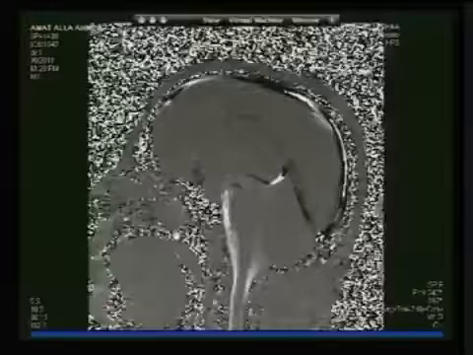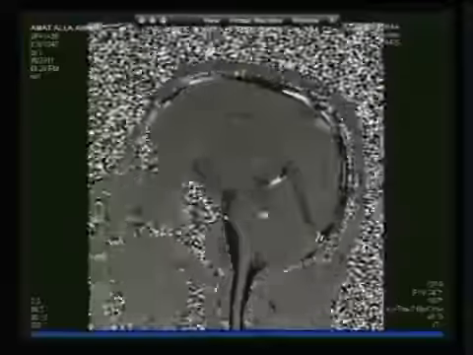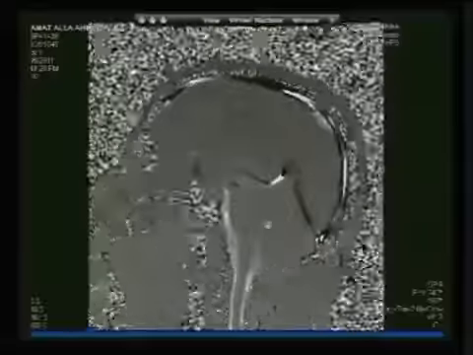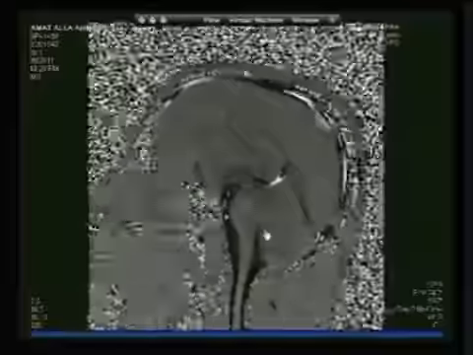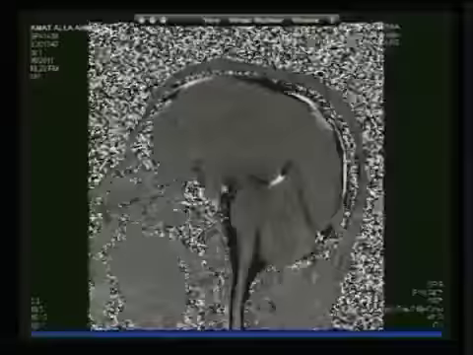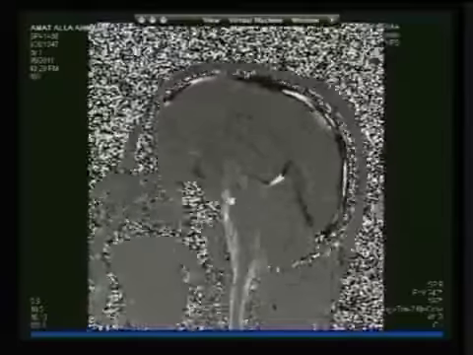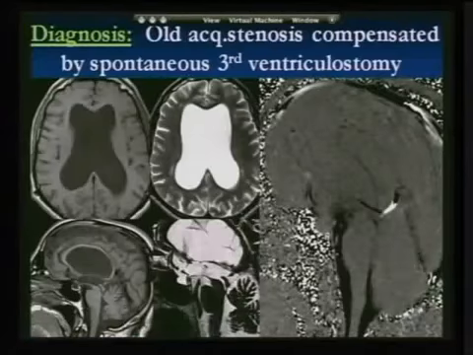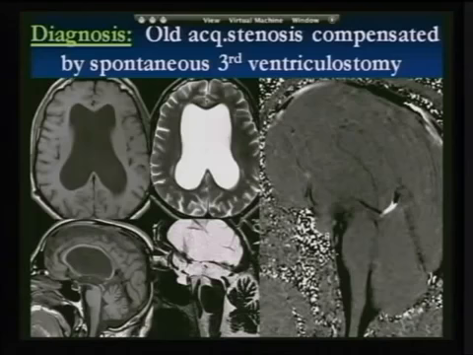Performing the phase contrast sequence, we can see that the aqueduct is obstructed, with no flow passing to the fourth ventricle from above, but there is an abnormal flow in the floor of the third ventricle. This is the abnormal flow, and this is the obstructed aqueduct. So, this is an old aqueductal stenosis which is compensated by spontaneous third ventriculostomy.